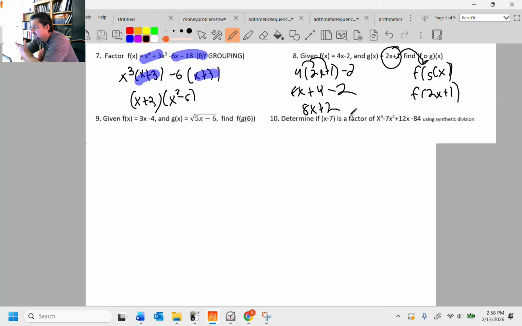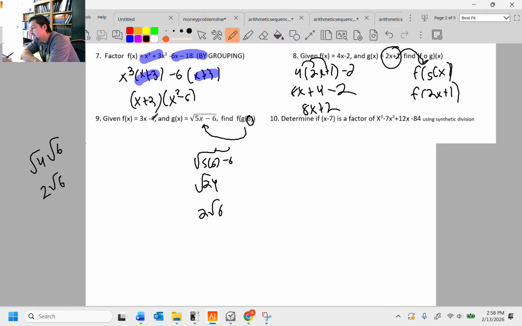Number 9, find f composed of g of 6. Put that 6 in g. That's going to be the root of 5 6's minus a 6. That's 30 minus 6. That's root 24. Of those of you that did it, you didn't know what to do with root 24. You stopped. Root 24 is root 4 times 6. Root 4 is 2, so 2 root 6. Now what you've done is you figured out that stuff right there. Your new goal, find f of 2 root 6.